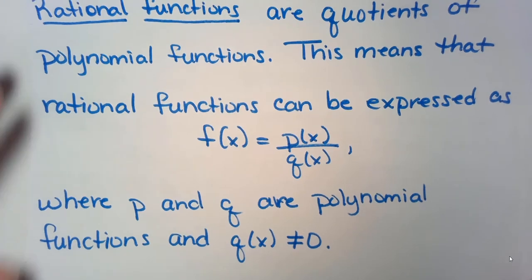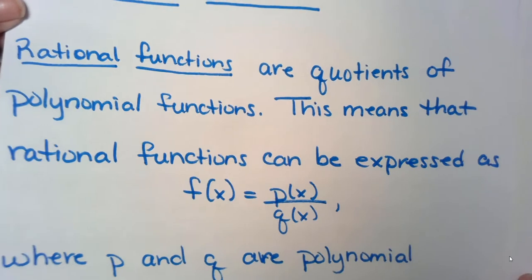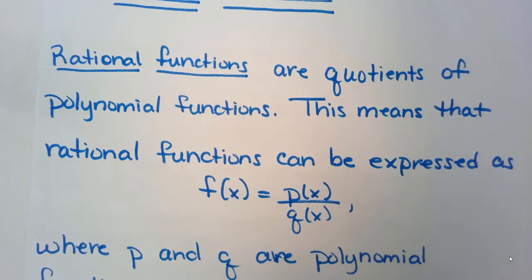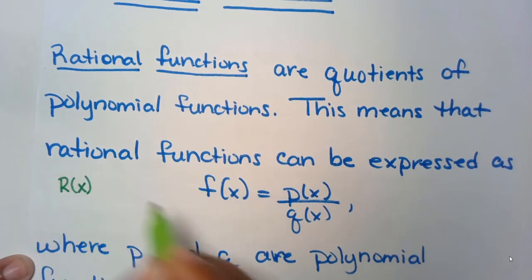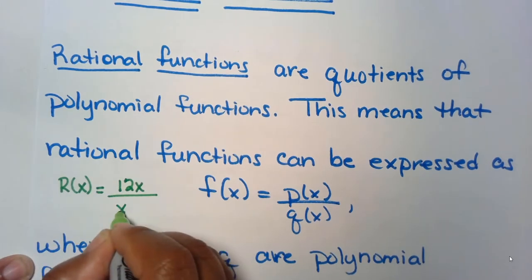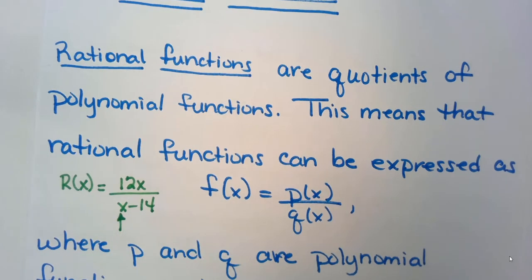So let me just explain this a little bit further. Well, a rational function is a function where there is a variable x in the denominator. So you may have something such as, we call this rational function r of x, which is equal to 12x over x minus 14. Because there is a variable in the denominator, it makes it a rational function.